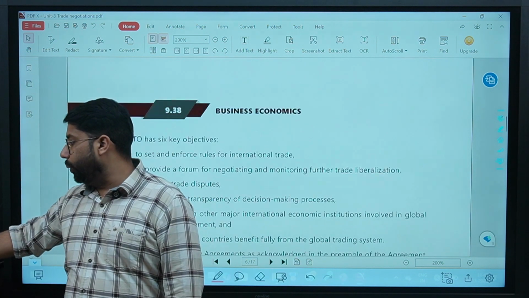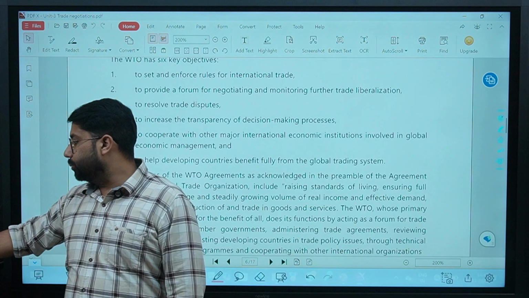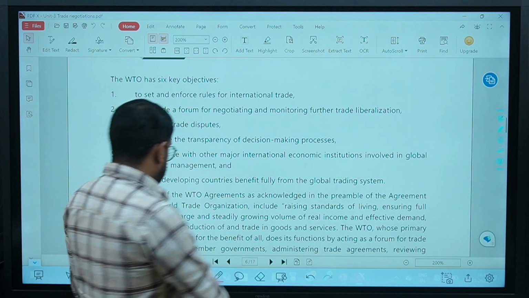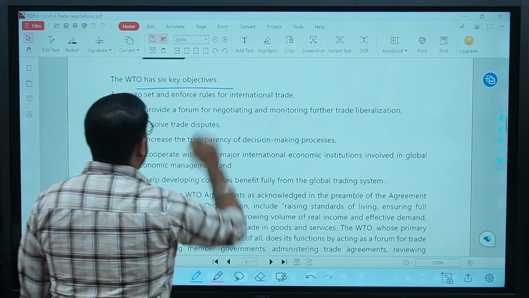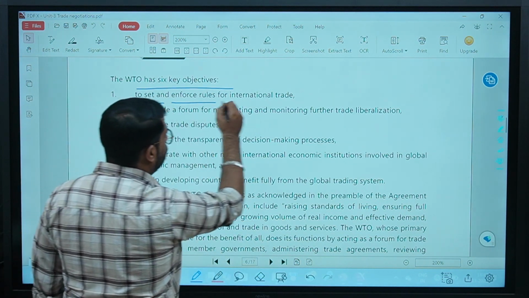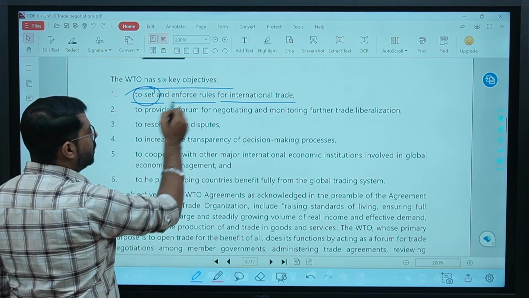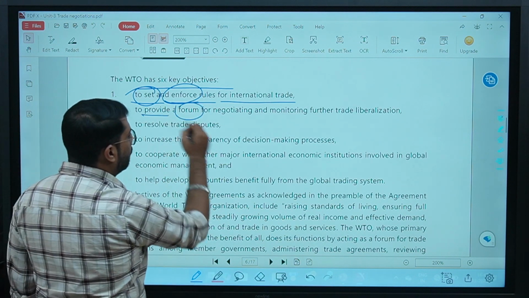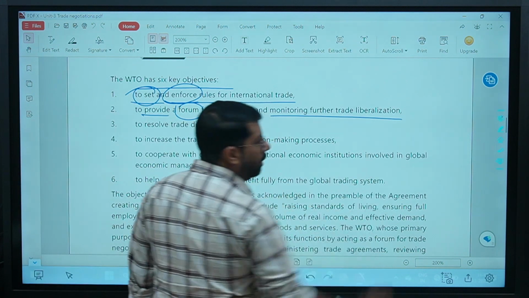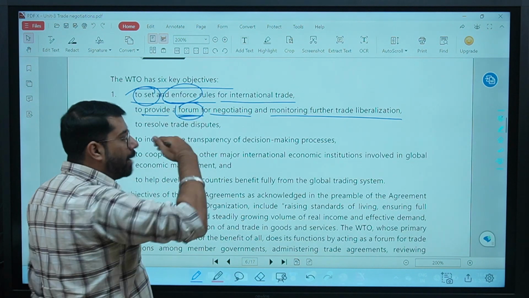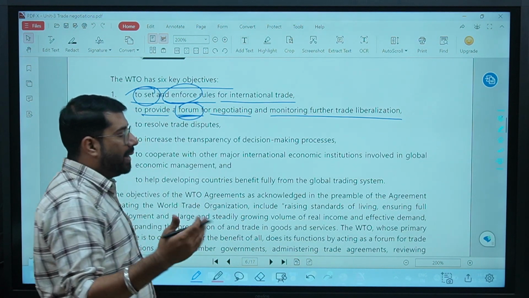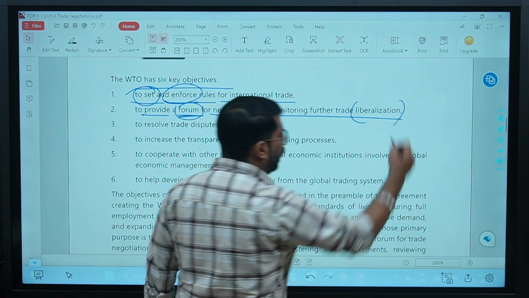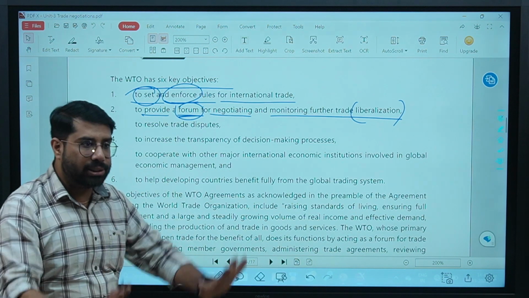6 main objectives of WTO are here. Let us read them. Six key objectives are: first, to set and enforce rules for international trade. You should set the rules and you should apply those rules for international trade. Second, to provide a forum for negotiating and monitoring further trade liberalization, to provide a platform for all the member countries so that they can sit, discuss, and make the trading easy. They can work on trade liberalization.